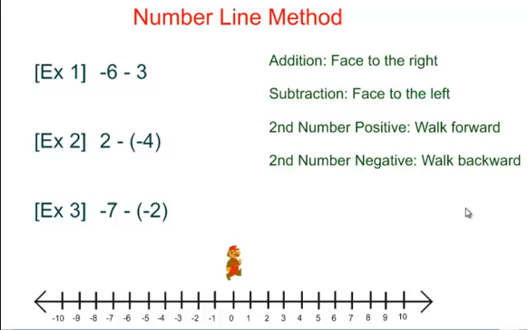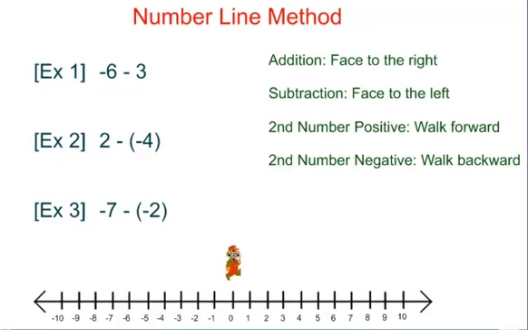So with the number line method, when you are adding, and these are all subtraction, but when you're adding, you face to the right. When you're subtracting, you face to the left. Now, we start on the first number, and then whatever the second number is, if it's positive, we walk forward that many steps. If it's negative, we walk backward that many steps. So let me show you what I mean. Let's look at number 1.